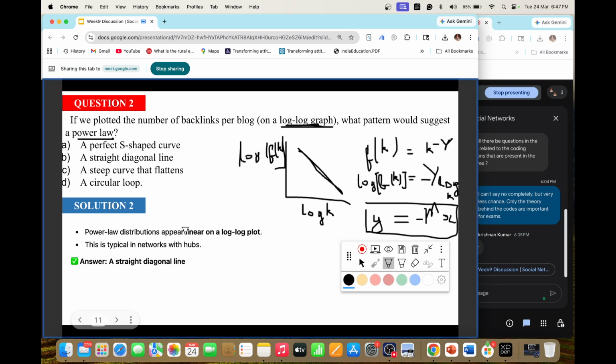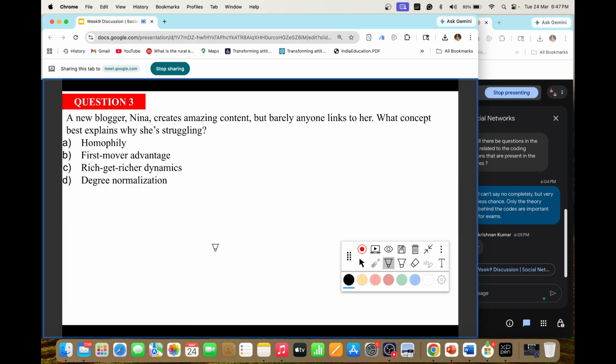A power law distribution appears linear on a log plot. This is typically seen in networks with hubs, so the answer will be a straight diagonal line. Option B is the correct answer over here. Okay, now let's move on to the next question.